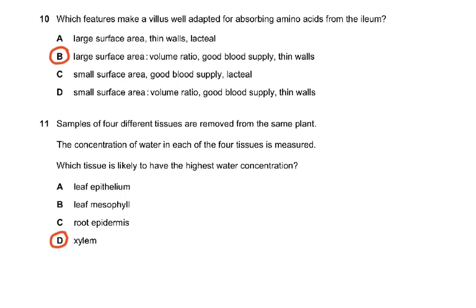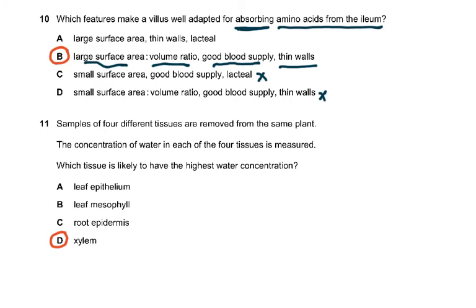Question 10. Which features make a villus well adapted for absorbing amino acids from the ileum? Large surface area to volume ratio, so they're very small. So large surface area to volume ratio, good blood supply, and thin walls. You see, small surface area would have all been wrong because for absorption you need a large surface area. So you only have to figure out between the large surface area options, which were A and B.